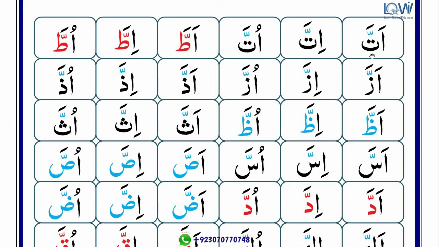Hamza ta zabar at, ta zabar ta, atta. Hamza ta zir it, ta zabar ta, itta. Hamza ta pesh ut, ta zabar ta, utta. We have read this line with spelling one time. Now we are going to repeat it without spelling. Atta, itta, utta.